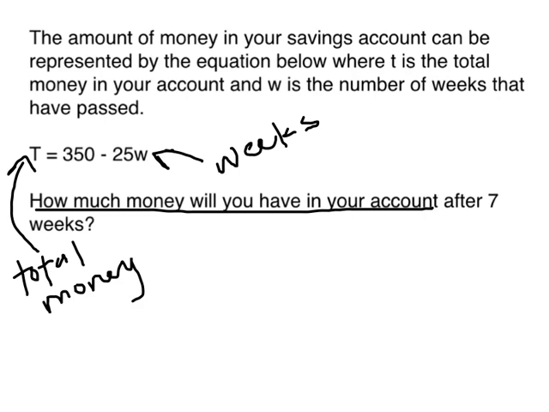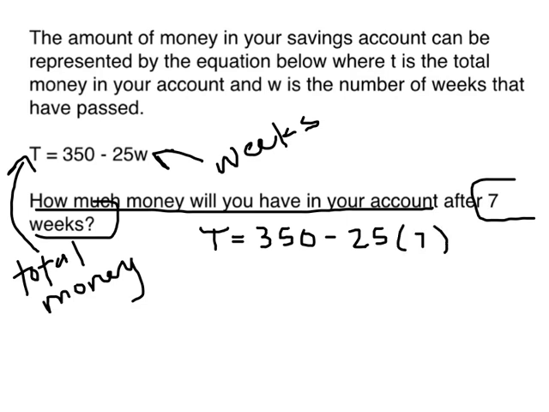So let's take a look. The other piece of information I have is 7 weeks, and I can plug that in for W. I'm going to rewrite my equation and do that. T equals 350 minus 25, and instead of W, I'm going to write a 7 in parentheses because W is the number of weeks, and it's 7 weeks. So now I can solve it out.